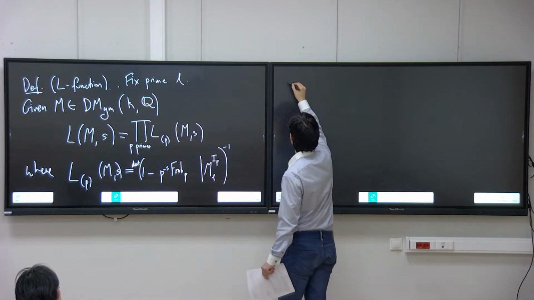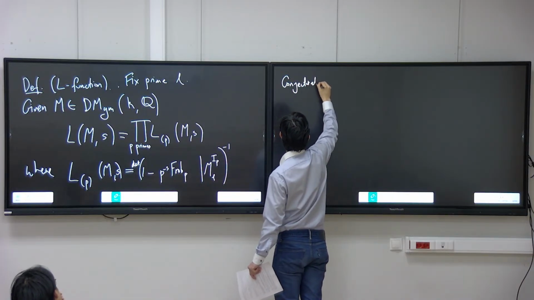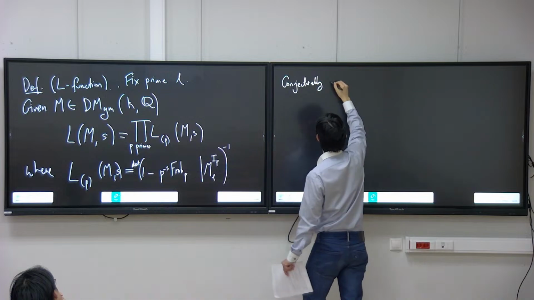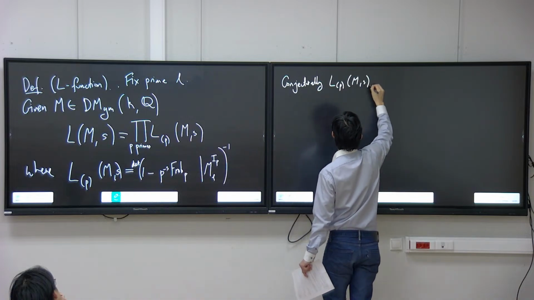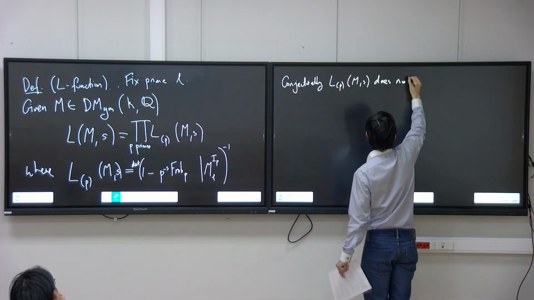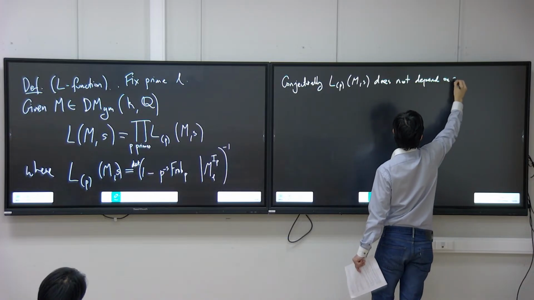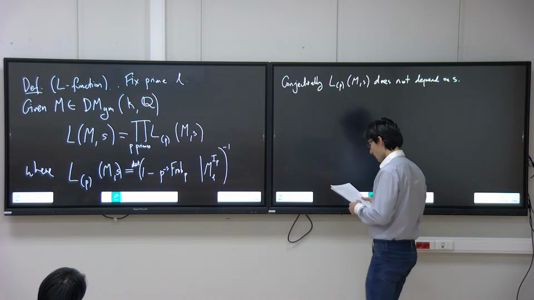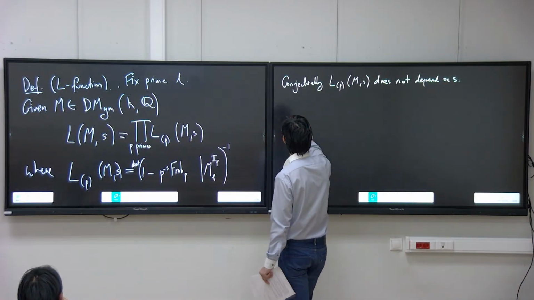So conjecturally, and this is also not known, L_p does not depend on l, right? Okay, now we can try to state Deligne's conjecture.